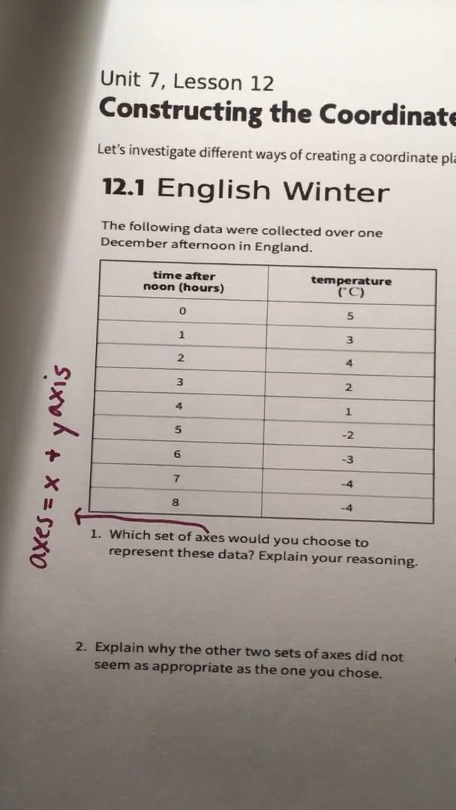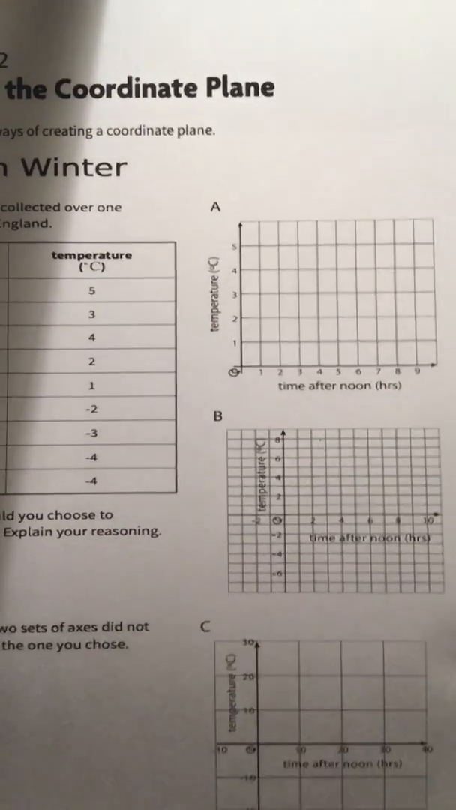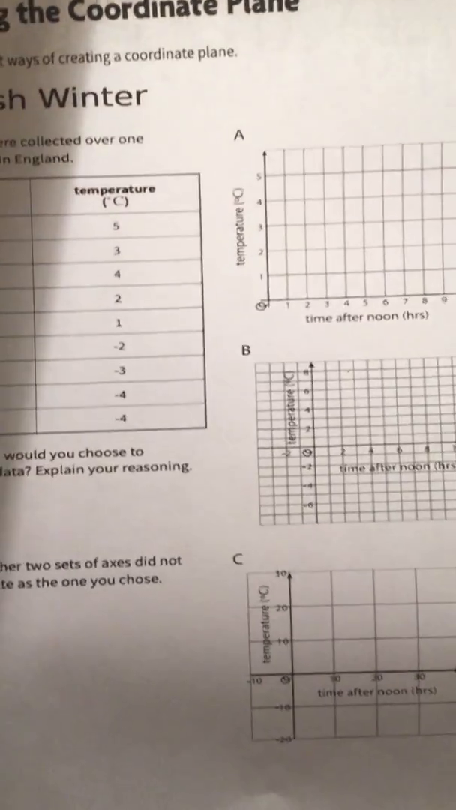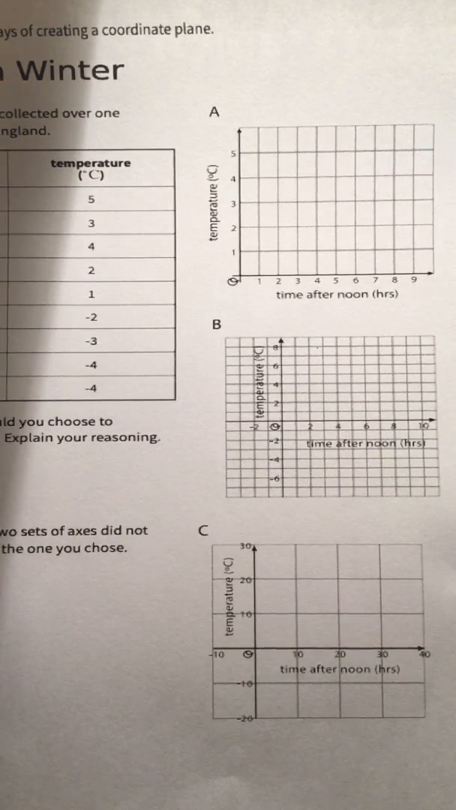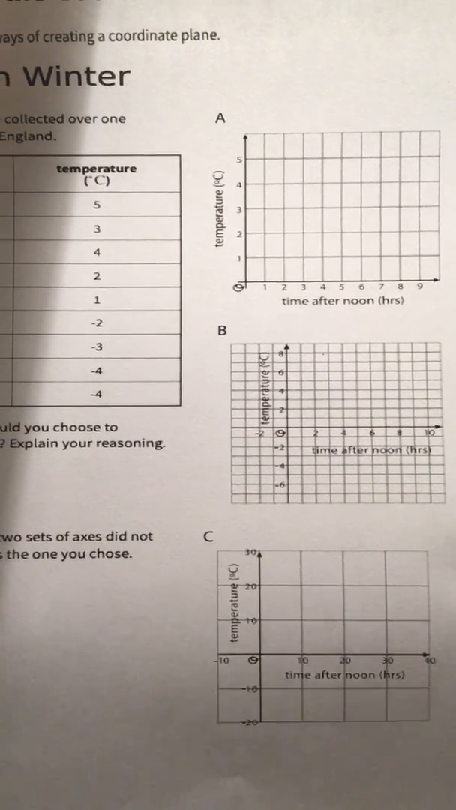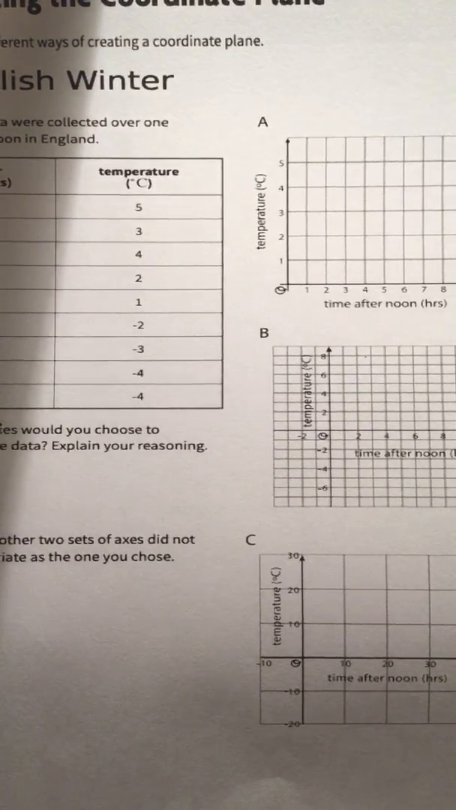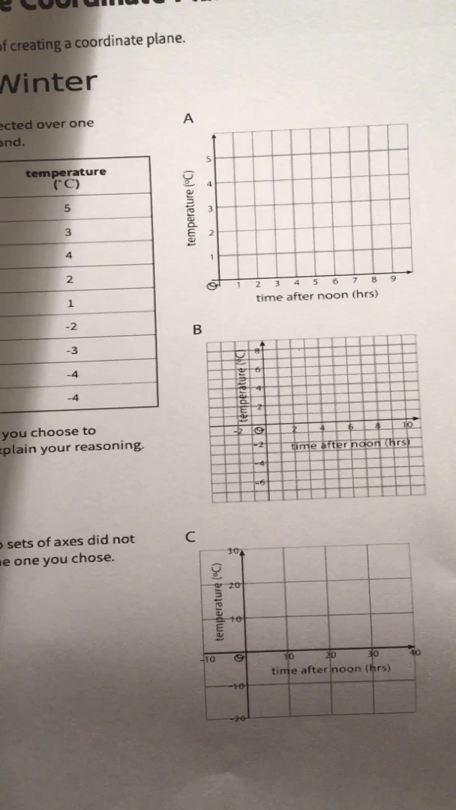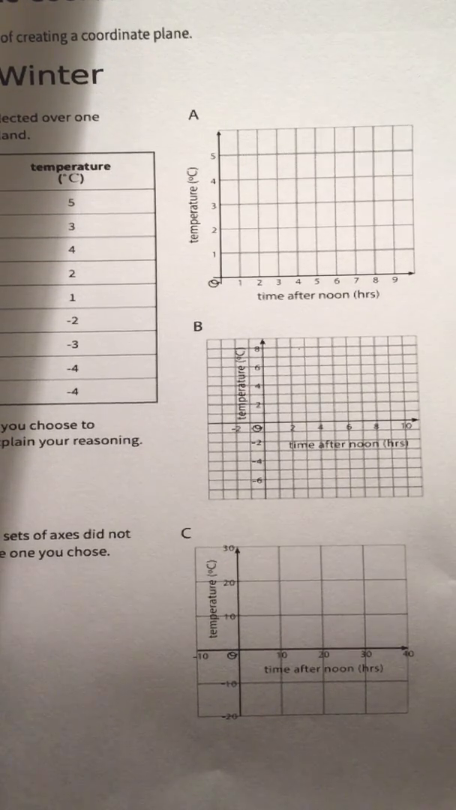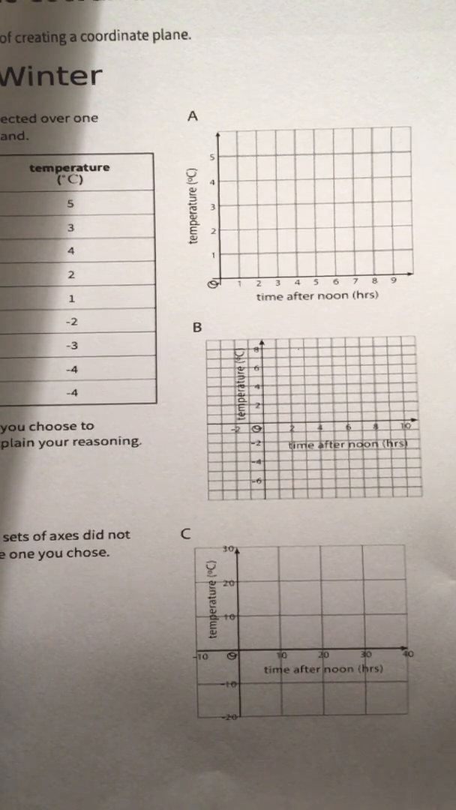But the question says, which set of axes would you choose to represent this data, and explain why? So the three that you have to choose from are over here. Okay, so which one do you feel like would be the best with the information that you have? And I'm going to try to slide this over. Again, you have these numbers, and then you have these three graphs. So I want you to take a minute and decide A, B, or C, which one would be the best and why.